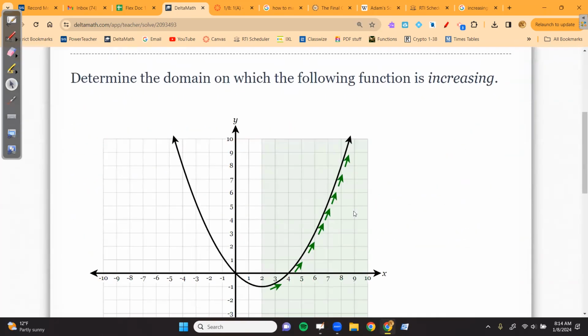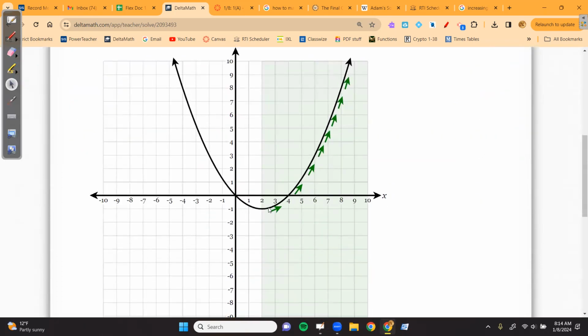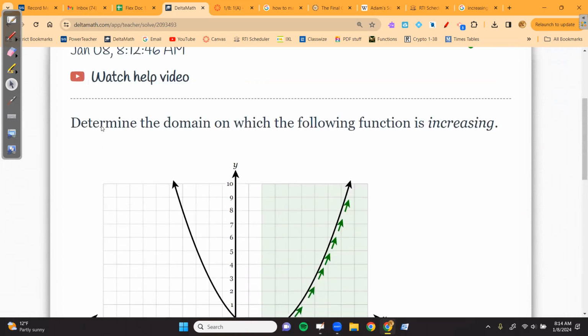So that's what you're doing with this particular assignment, and it'll give you a little visual aid to kind of guide you as you look at these. It does a good job with little arrows.